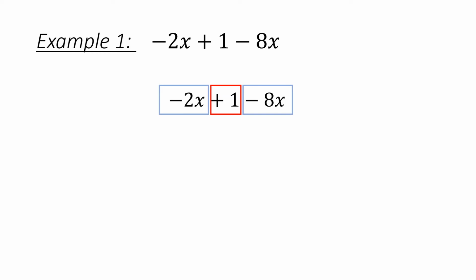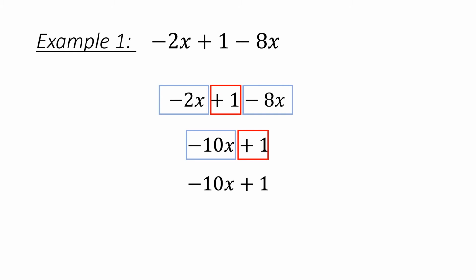Now to simplify, you're going to add what's in the same color boxes. You're going to add the coefficients, and not do anything with the variable. The variable is going to stay the same. So here I'm going to end up with something in my blue box and something in my red box. Simplifying it down, we would add the coefficients negative 2 and negative 8, which gives us negative 10, and then we're going to have our variable x, and then plus 1, can't do anything with it. It's just going to stay plus 1. So this expression simplifies down to be negative 10x plus 1.